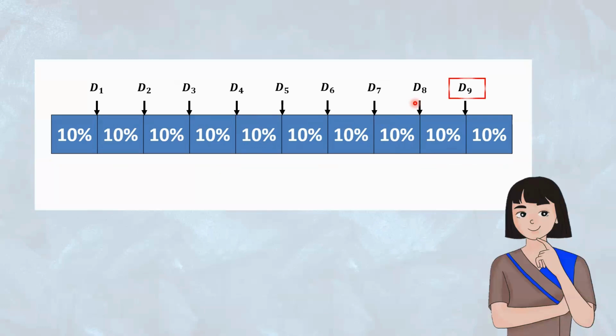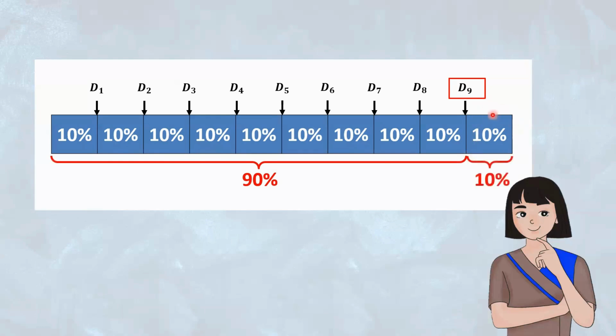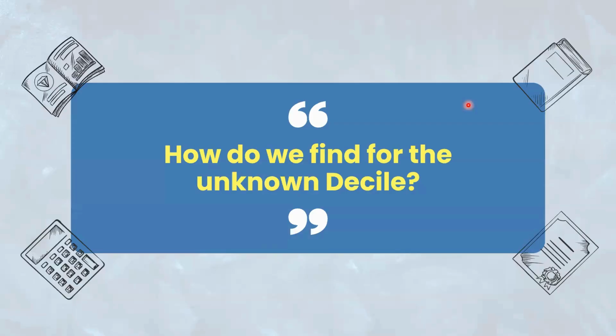And finally, if a score falls on decile 9, it can be interpreted as 90% of the scores in the dataset are less than or equal to our decile 9 value, and the remaining 10% of the scores in our dataset are greater than or equal to our decile 9 value. So everyone, that is how we interpret our decile values.